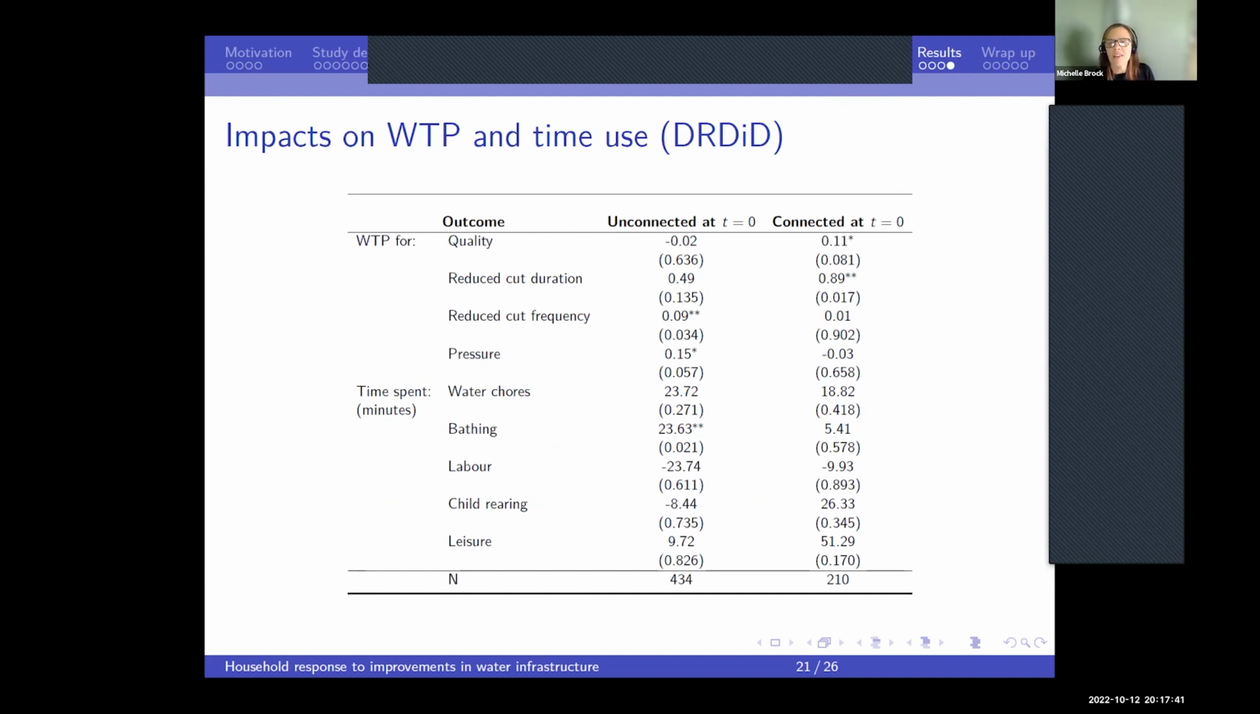We see that the people connected at baseline are willing to pay more for quality and reducing the duration of cuts. Then the change in the willingness to pay goes up more in the treatment group for those things than in the control group among those people connected at baseline. When we look further into this, we find that this is driven by households who remain utility customers, so not the ones who are dropping out and going back to their private wells.